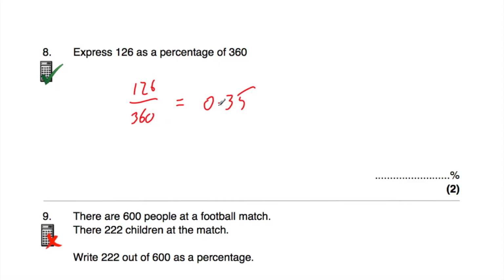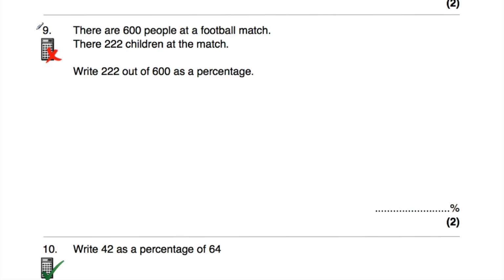So that's 0.35. Now to change from that to a percentage, we're going to take the 0.35 times by 100, and that's equal to 35. So that means that 0.35 as a percentage would be 35%. So that's it, we've answered the question. We're asked to express 126 as a percentage of 360. The answer is 35%. Okay, let's look at our next question, question number 9.